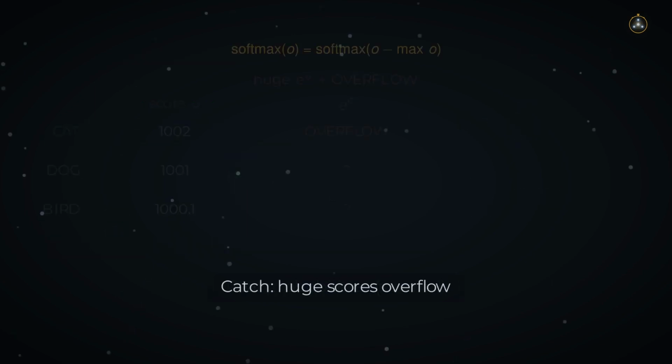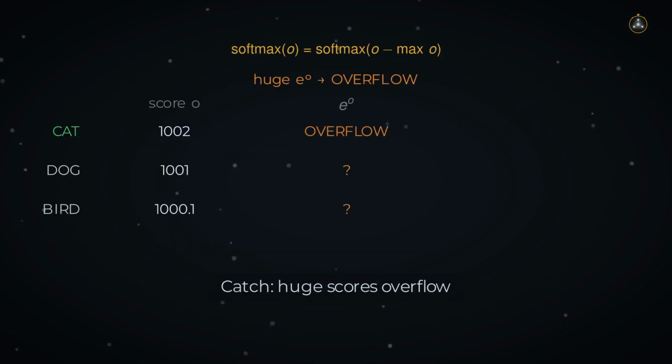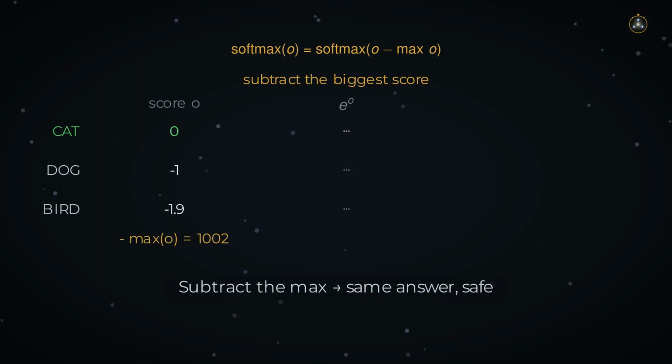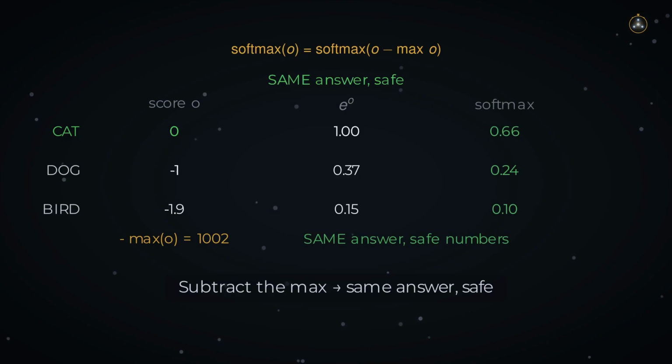One practical warning. Real scores can get large, and e to a large number explodes past what a computer can store. It overflows and the math breaks. The fix is simple. Subtract the biggest score from all of them first. Softmax only cares about the gaps between scores, so shifting them all by the same amount changes nothing. The probabilities come out identical. But now every exponent is 0 or below, so the numbers stay safe. Every real Softmax does this.